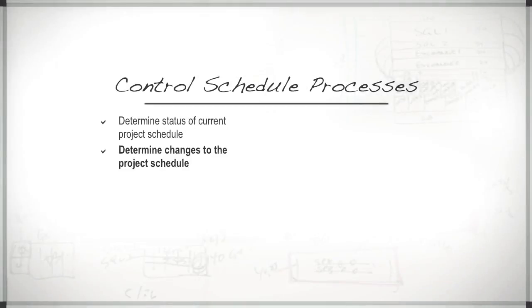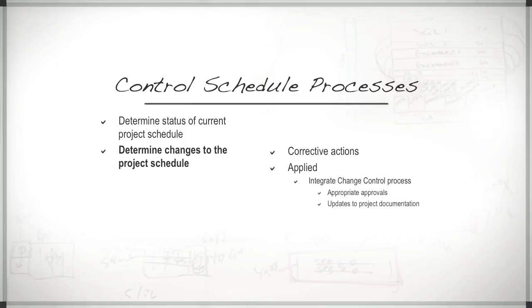Determine changes to the project schedule. Based upon corrective actions or changes in scope, the control schedule process will be applied to ensure that changes to the project schedule are fully vetted through the Integrate Change Control process, with appropriate approvals and updates to project documentation, so that a comprehensive update incorporates change across the project management plan and all respective subsidiary plans.